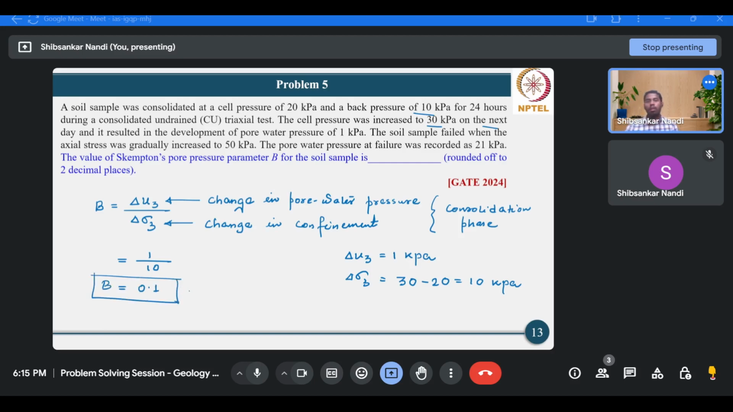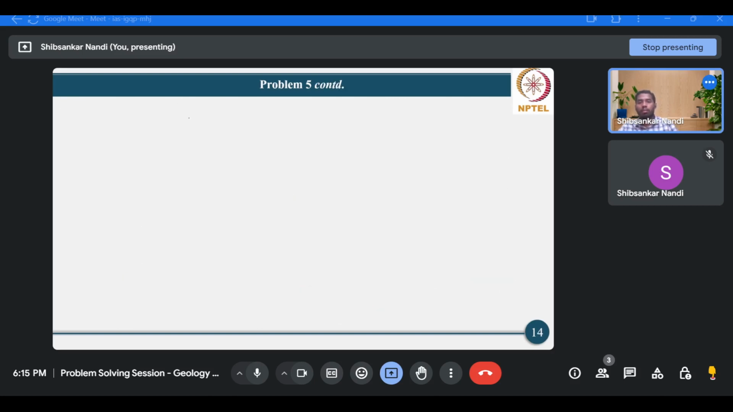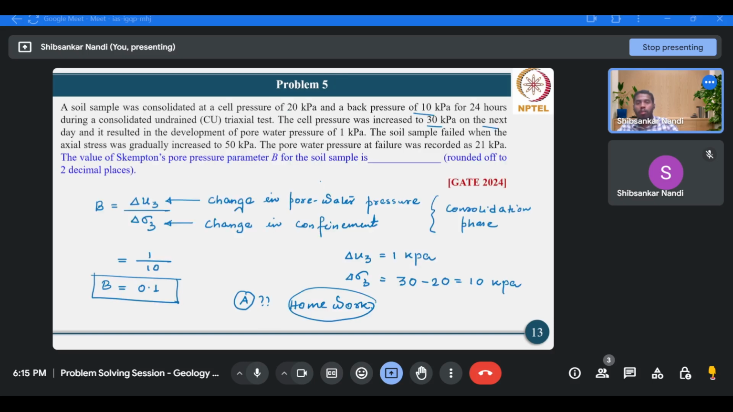Okay. Now we can extend this problem further. So we can also determine the parameter A. Okay. So this is the homework to all of you. How can we determine it? So first we can determine the product AB from this expression, delta U1 by delta sigma 1. Now we know the B parameter already, so we can determine 1 upon B into delta U1 by delta sigma 1. Now it's your task to find out the value of delta U1 and delta sigma 1.